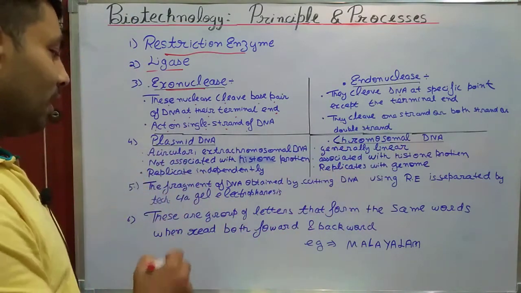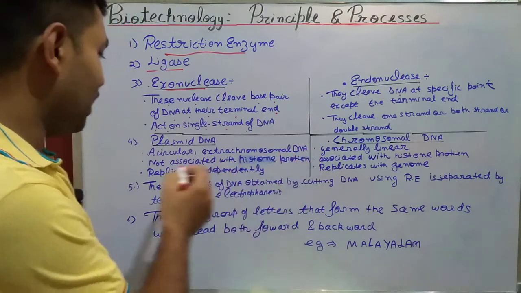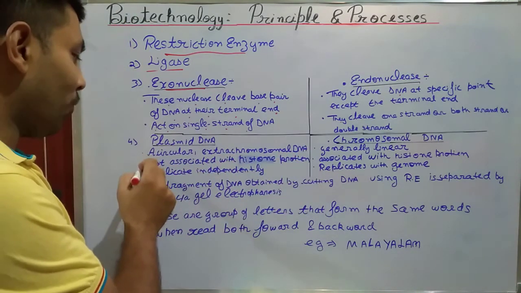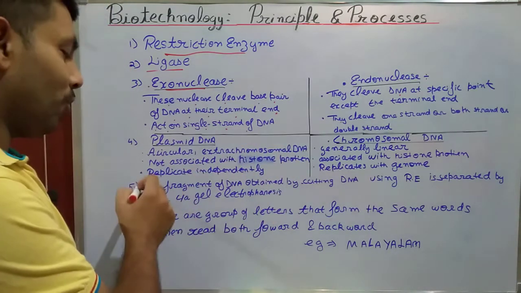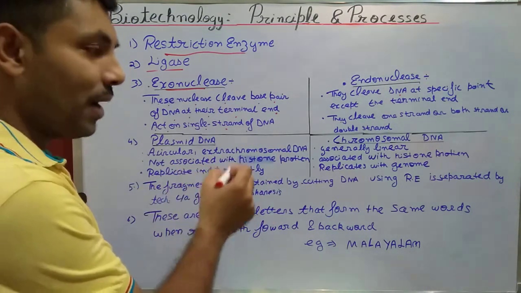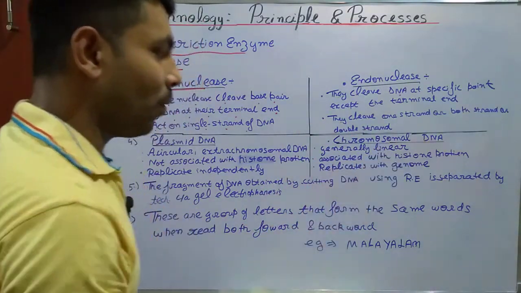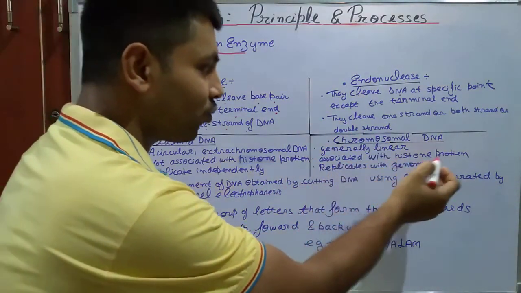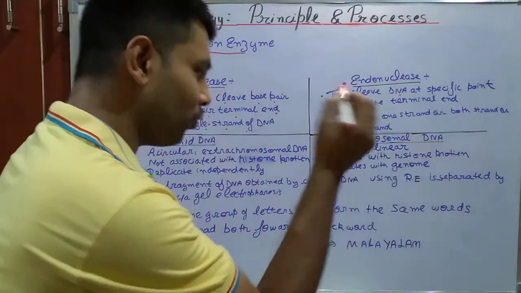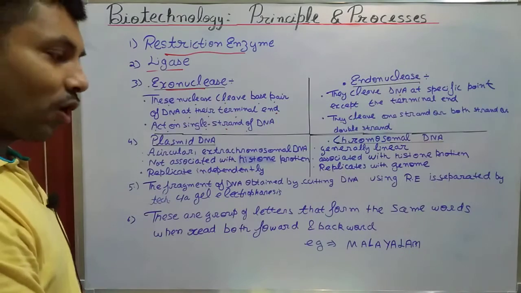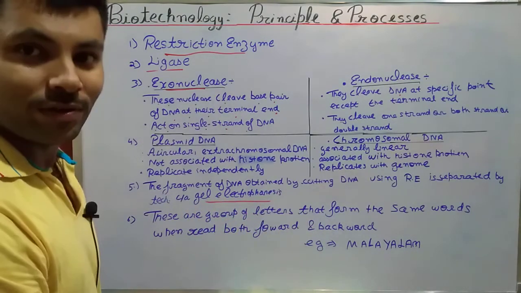Now the fourth question was the difference between plasmid DNA and chromosomal DNA. Plasmid DNA is circular extra-chromosomal DNA. That is the first point. Second point is that it is not associated with histone protein. Third point is that it replicates independently. Chromosomal DNA is generally in linear form, associated with histone protein, and the last point is that it replicates with the genome only. Okay, clear.